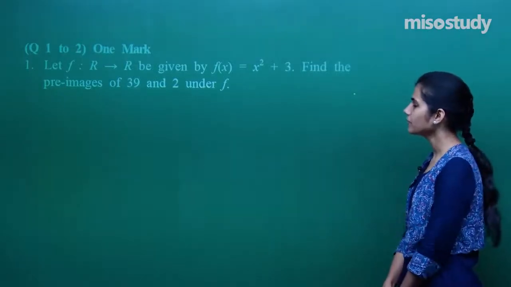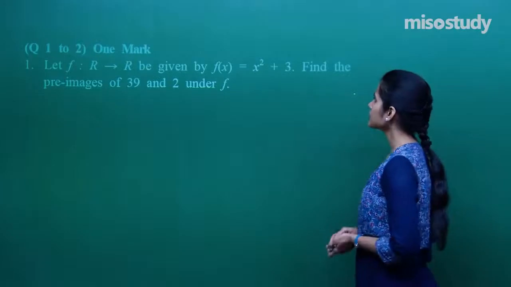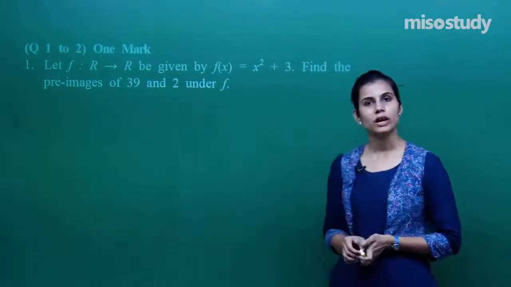Let f be a function from the collection of all reals to the collection of all reals given by the rule f(x) equals x square plus 3. Find the preimage of 39 and preimage of 2 under f.